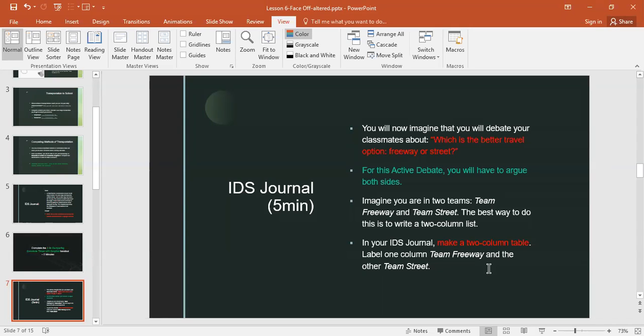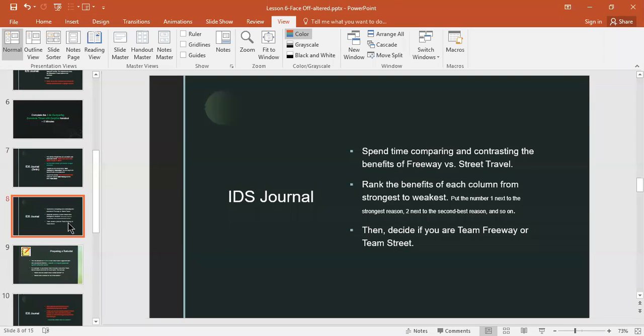So the best way to organize your thoughts here is to make a 2-column list. Okay, one for streets and one for freeway. In your IDS journal, you're going to make a 2-column table, which should already be there for you. One is labeled team freeway, the other is labeled team street. You are going to spend time comparing and contrasting the benefits of freeway versus street travel. So you're going to write the benefits of freeway travel, and then you're going to write the benefits of street travel.